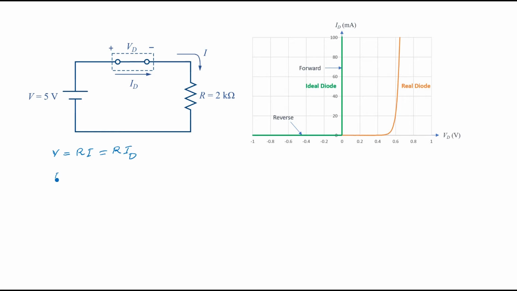From here, we can calculate ID equal to V divided by R, and if we put the numerical values, 5 volts divided by 2 kilo ohm equals to 2.5 milliamps. Remember that if you use the value of resistor with unit of kilo ohm, the current is found in milliamps.